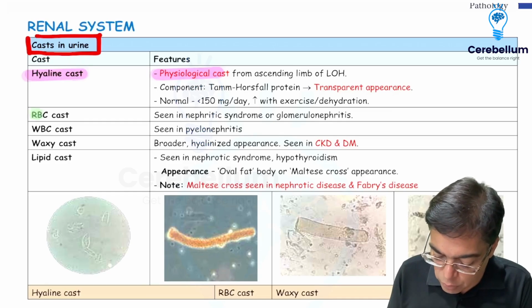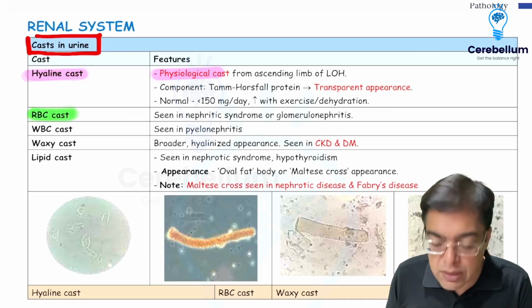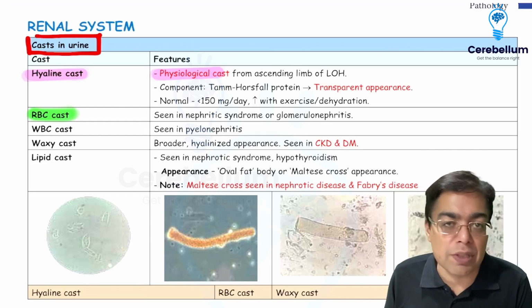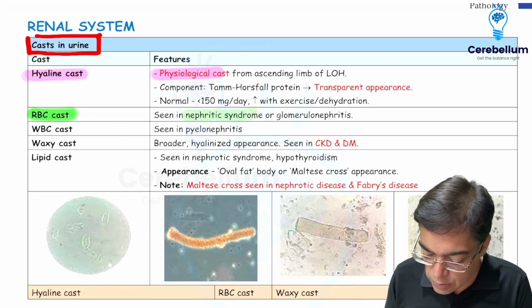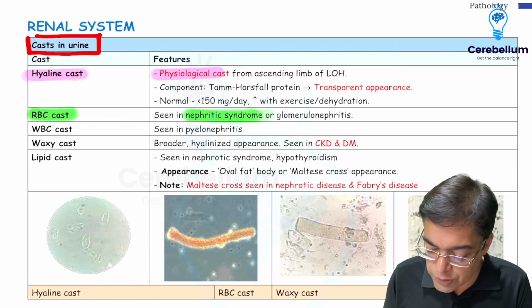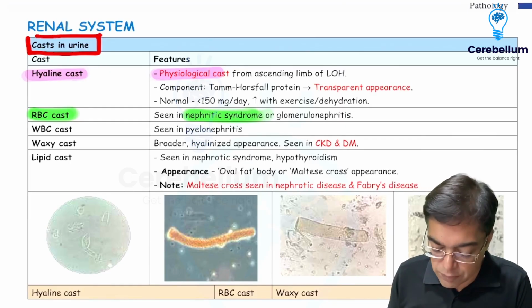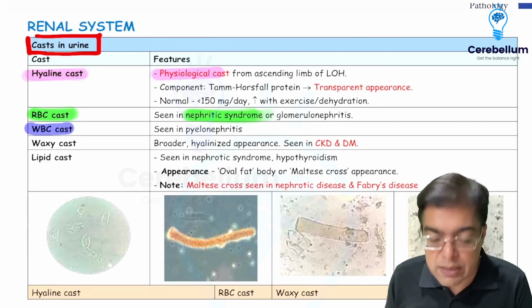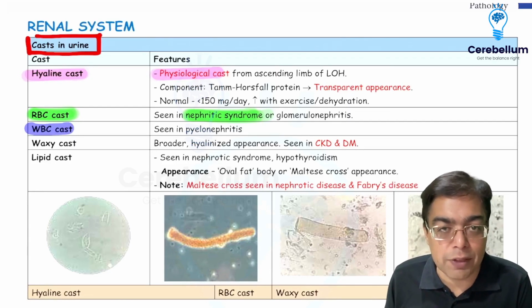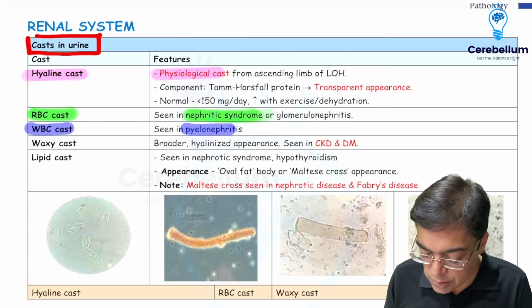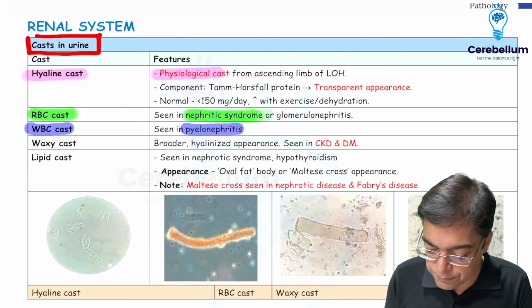For example, if I'm talking about an RBC cast, this is very much suggestive of the fact that the patient is suffering from glomerulonephritis or nephritic syndrome. We shall be talking about the causes of nephritic syndrome in just a short while from now. As and when we make a mention of a WBC cast, that is indicative of some kind of an infectious condition. So typically that would be seen in a patient suffering from pyelonephritis.